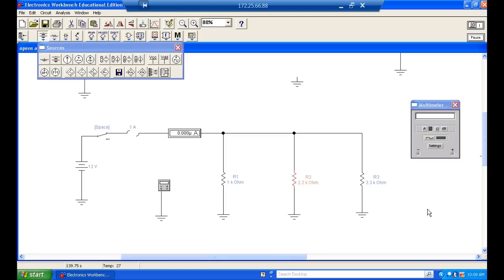Are we okay? Shorts and opens. Now shorts happen. Loads short. Things happen. People let wires get too hot. The insulation burns off the wires. The two wires touch together. We have a short circuit. Things break.